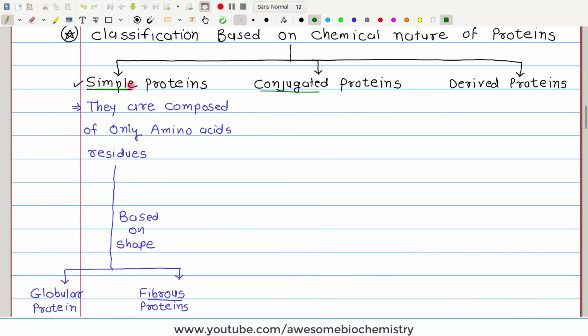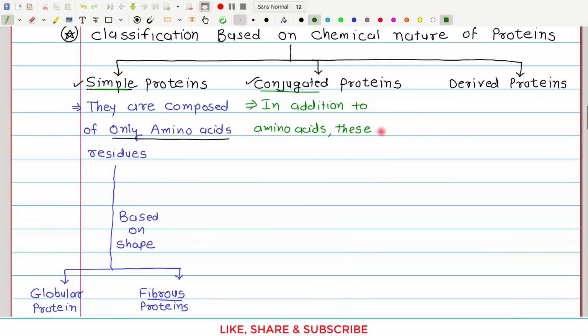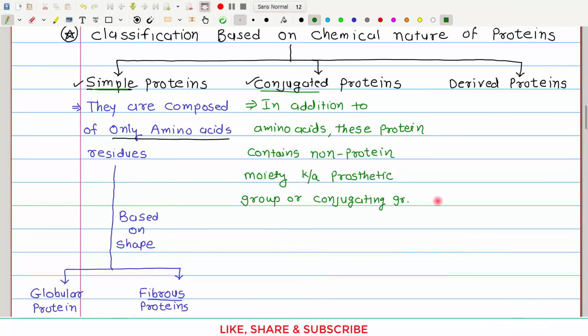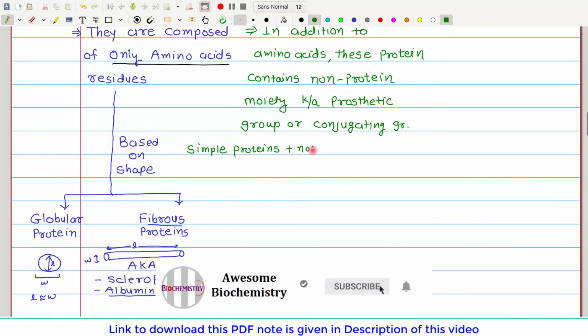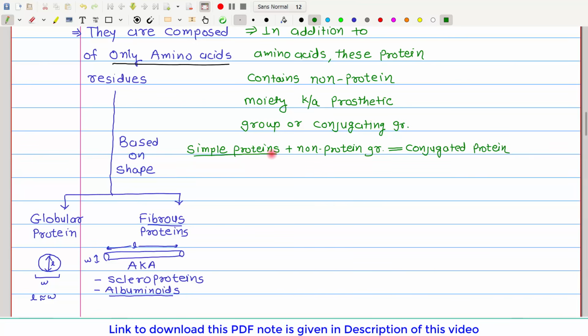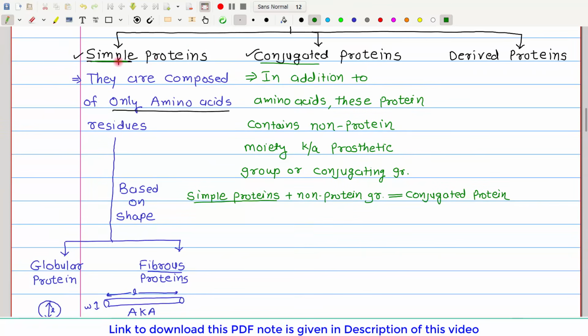In case of simple proteins, we had seen that simple proteins are composed of only amino acid residues, right? Whereas in the conjugated proteins, amino acids are there, but in addition to these amino acids, there is a certain non-protein moiety also, which is known as prosthetic group or conjugating group. So we can write that in addition to amino acids, this protein contains non-protein moiety, known as prosthetic group or conjugating group. Now, if I want to show this in a simplified manner, I can write simple proteins plus non-protein group, that makes conjugated protein.